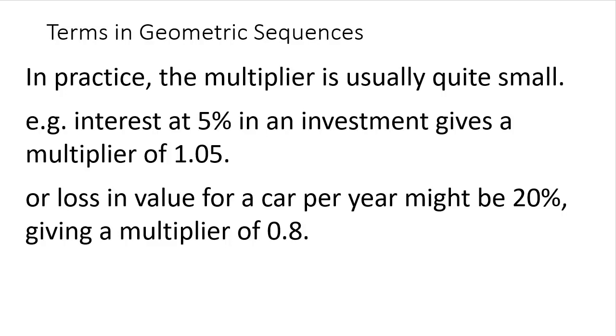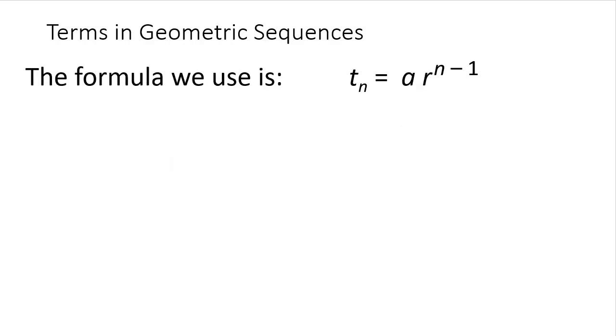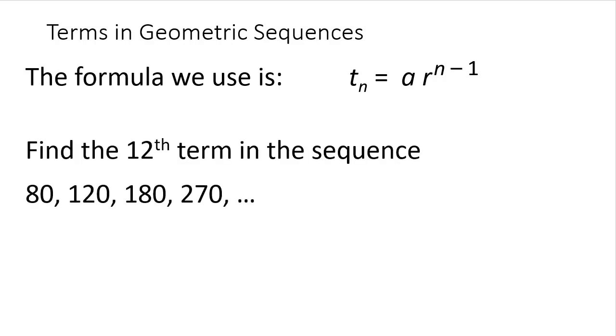At Achieved level, the multiplying value, the R, will always be given to you, so you don't need to worry about that. And the formula we use is this. That gives us the value of the term, Tn, in terms of the starting value A, the ratio, and the position along it. Let's do one in practice.